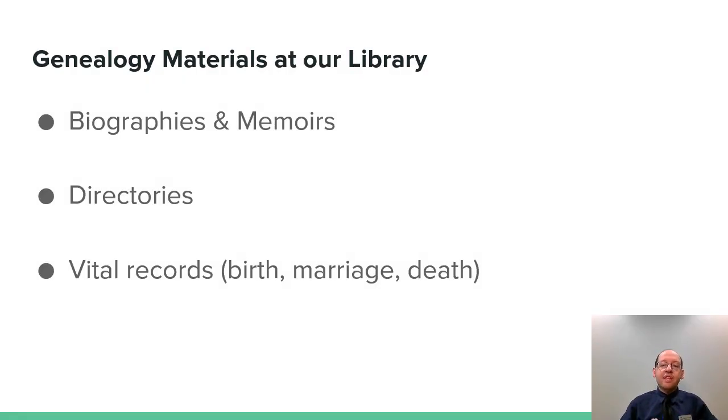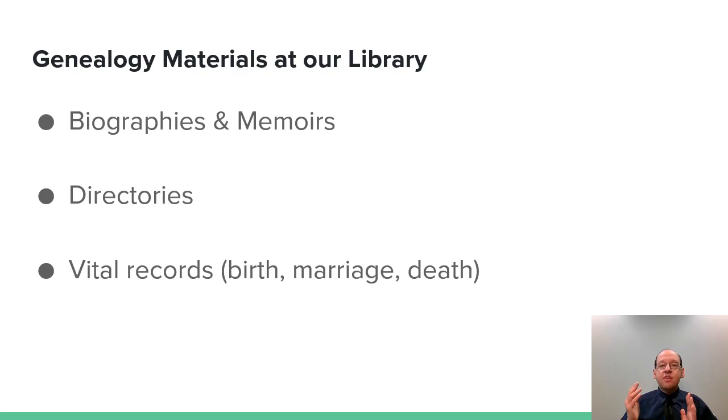So first off, we're going to be looking at things that are available in our library. And what I mean by that is we're going to be looking at biographies and memoirs, directories, and vital records, such as birth, marriage, and death records. There are many more resources available to you from our library, especially in our local history collection, that you might want to reference. However, when you're starting out your family history journey, these are the main primary and secondary resources that you're probably going to be going to first.